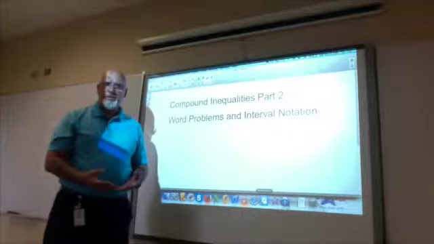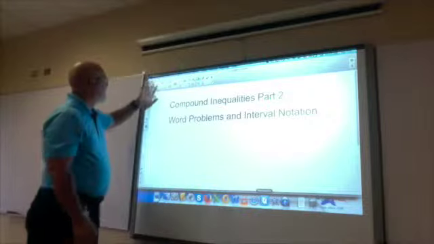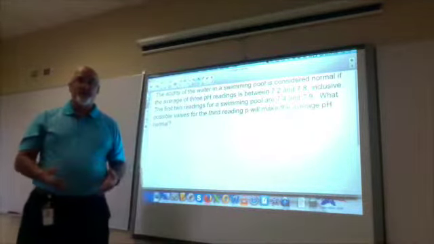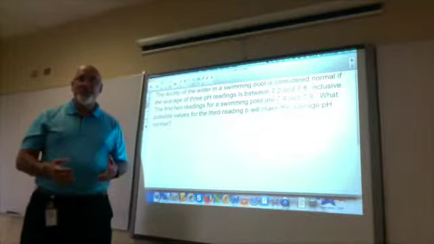Okay, compound inequalities part 2. Word problems, your favorite, and interval notation. The acidity of the water in a swimming pool is considered normal if the average of the 3 pH readings is between 7.2 and 7.8 inclusive.